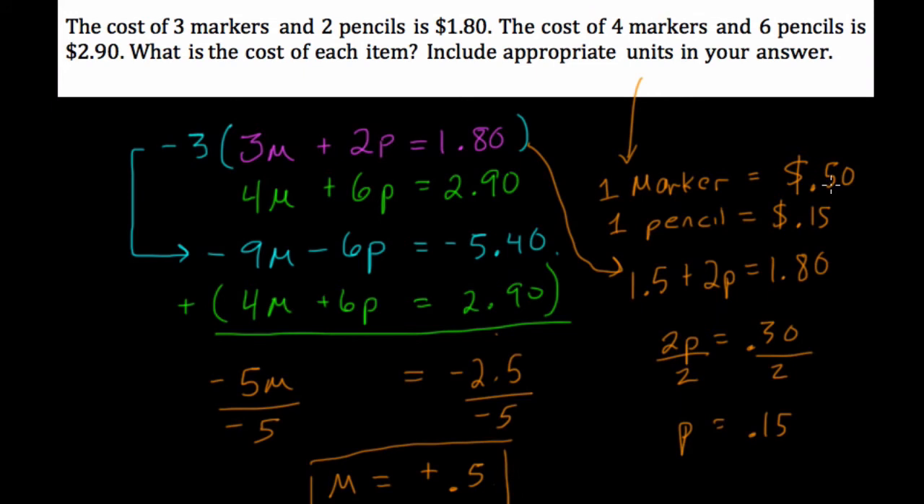So here we set up a system. I like to use elimination, so I like to add up the two equations so that one of the variables is eliminated and I can solve for the other. And here we solve for markers first, plug that into either of the original equations to find the cost of pencils. Thanks.